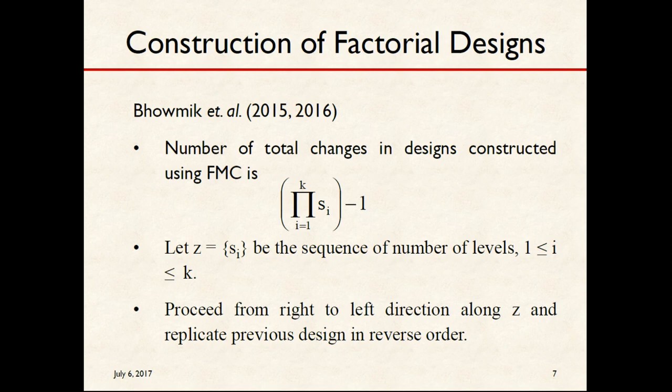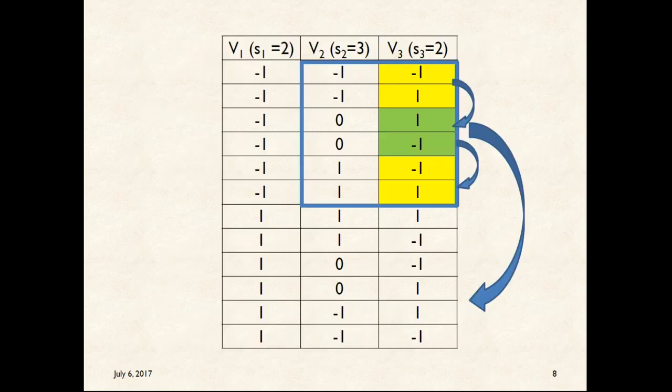Coming to one of our publications here, we have given the minimum possible number of changes for the factorial experiment. This is given by this formula, and here we have given the input Z, which is a sequence of levels of each factor. In the next slide I'm explaining how to construct this. This is the methodology we have developed.